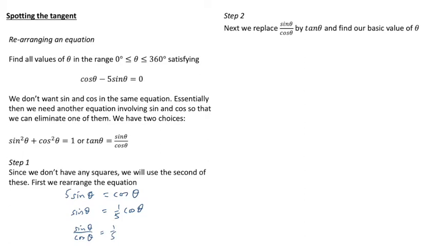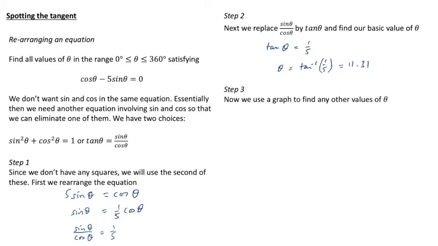So in step 2 we replace sine theta over cos theta by tan theta, and that means we can find our basic value of theta. So we have that tan theta is 1/5. We can then use arctan or tan to the minus 1 to determine that theta is equal to tan to the minus 1 of 1/5, which is 11.31.